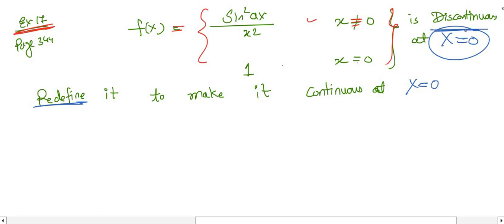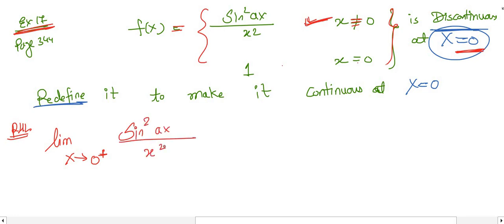First we need to prove it is discontinuous. So let me calculate LHL or RHL; any one is fine. Let me do RHL. The limit as x tends to 0 plus, because we need to test the continuity at 0. More than 0 means we take this one, so it is sin square ax by x square.